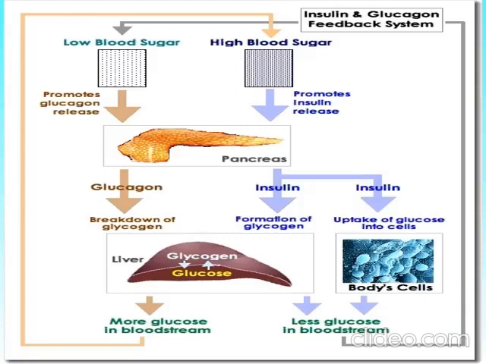This figure explains the relation between glucagon release and insulin release. Low blood sugar stimulates the release of glucagon, and in the end it will increase glucose in the bloodstream. However, high blood sugar stimulates insulin release and in the end decreases glucose in the bloodstream.